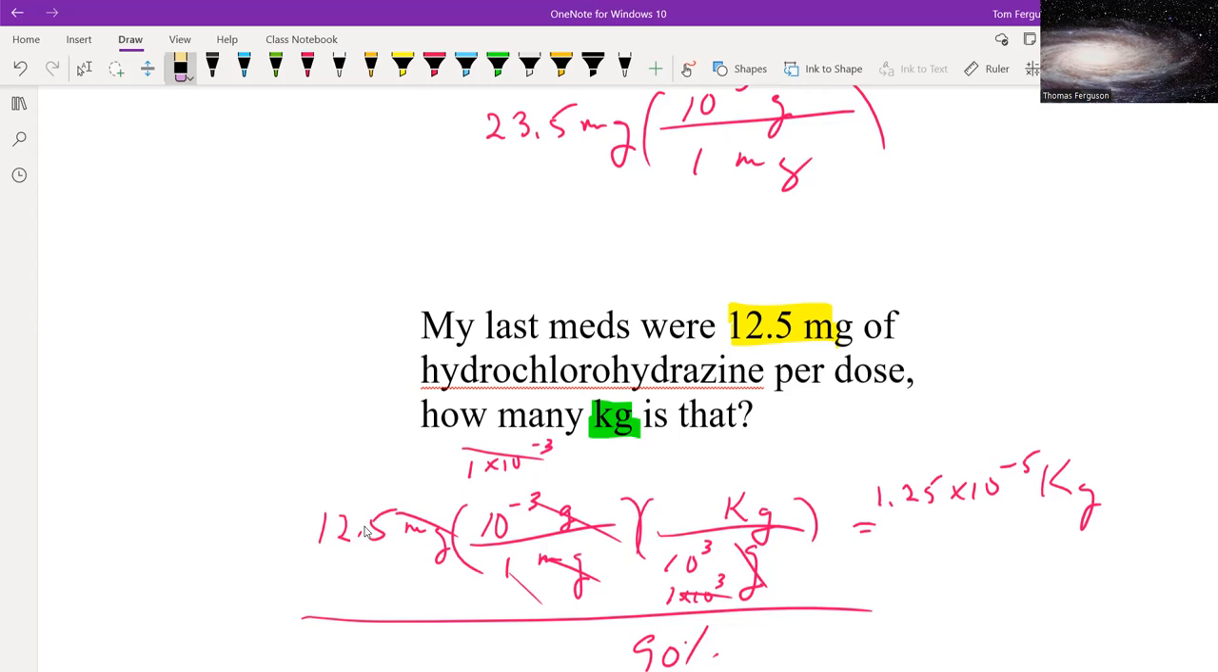Let's do this again. It's 12.5 times EE, change sign 3. Oops, this is weird. Times 1 EE negative 3, divided by 1 EE 3, equals.